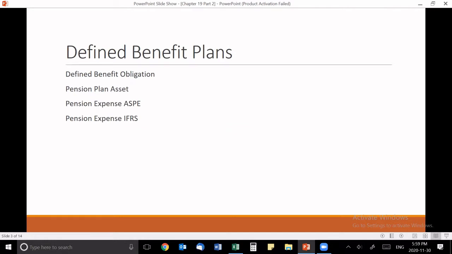We first looked at defined contribution plans. We know that that's a simple journal entry: debit your pension expense, credit your cash. For defined benefit plans, we went through the defined benefit obligation, so the liability you have to set up, the pension plan asset. So you know the components of what you add and subtract in order to get defined benefit obligation. In order to get pension plan asset, you're going to subtract the two, and that's going to get your net defined benefit asset or liability.